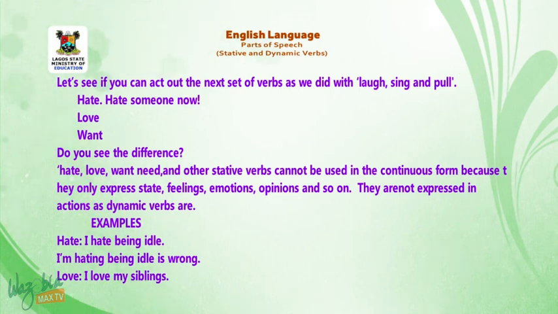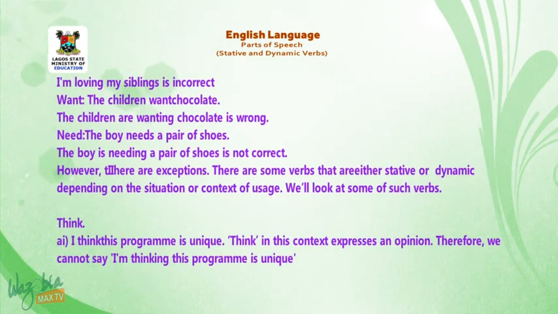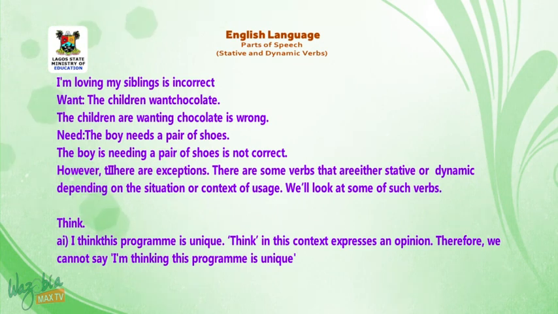Examples. Hate. I hate being idle. I am hating being idle is wrong. Love. I love my siblings. I'm loving my siblings is incorrect. Want. The children want chocolate. The children are wanting chocolate is wrong. Need. The boy needs a pair of shoes. The boy is needing a pair of shoes is not correct.